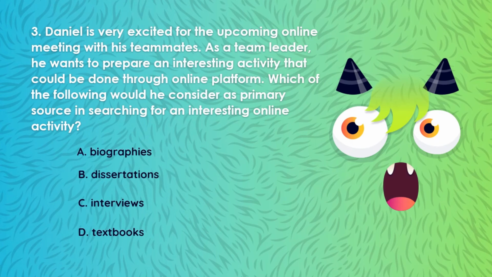Number 3. Daniel is very excited for the upcoming online meeting with his teammates. As a team leader, he wants to prepare an interesting activity that could be done through online platform. Which of the following would he consider as primary source in searching for an interesting online activity? A. Biographies. B. Dissertations. C. Interviews. D. Textbooks. And the correct answer is C.